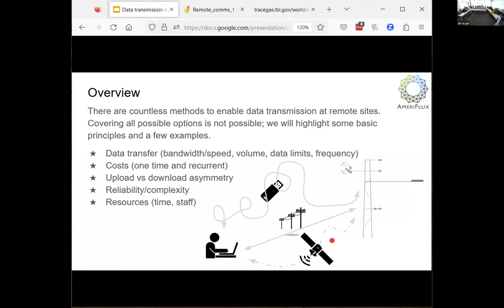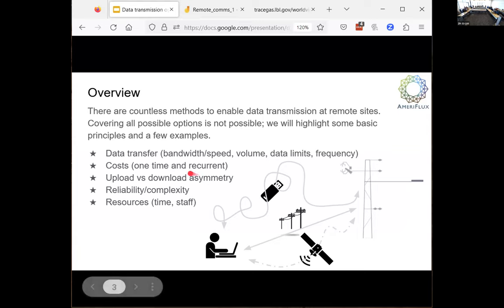As we go through these different options and talk about some of the pros and cons, I can think of five big categories of considerations that you may want to think about when either upgrading or installing one of these options for communications. First is data transfer. How much, how frequent, what bandwidth is available, and also what are the limits if you're working with a data provider that has caps on daily amounts or weekly amounts or some other period.